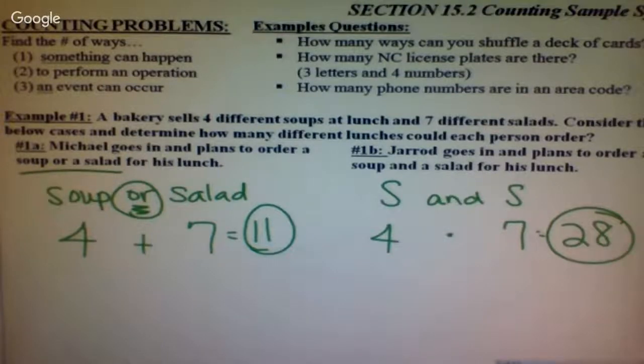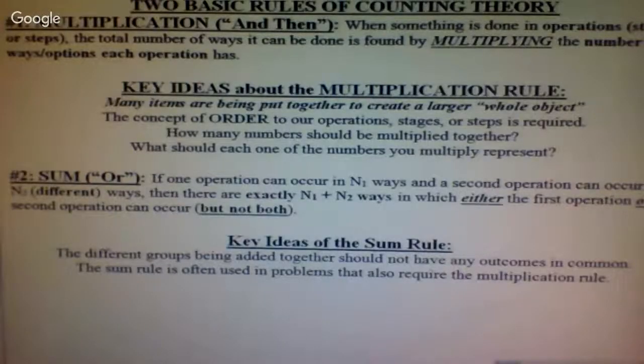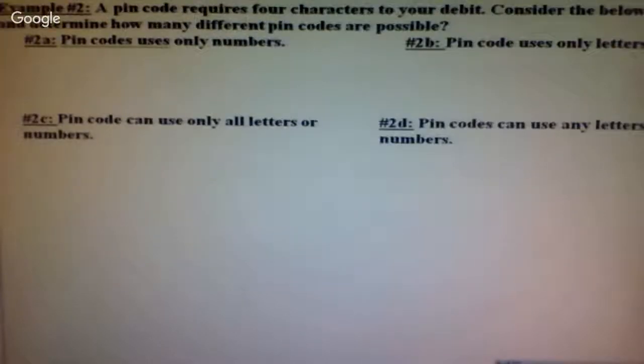So I'm going to skip to the bottom and then we'll go back and do number 2. Basically, if they don't tell you or, you're going to multiply. Okay, so just keep that in mind. Sum is the or. So you're getting this or that, instead of both together. So, multiply or add. So let's go back to this.